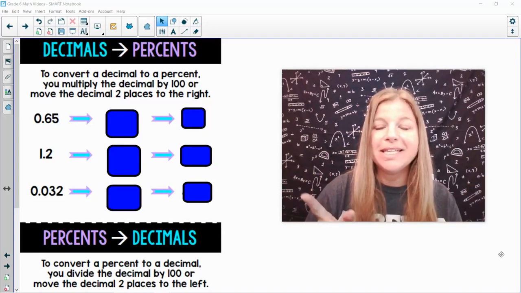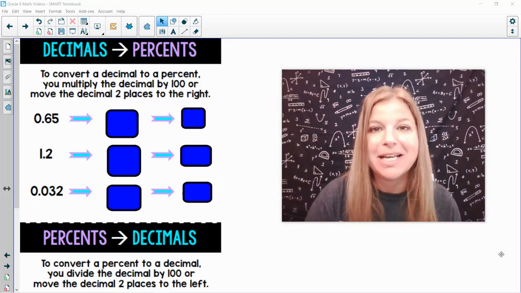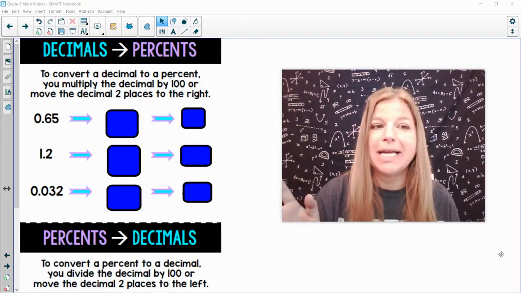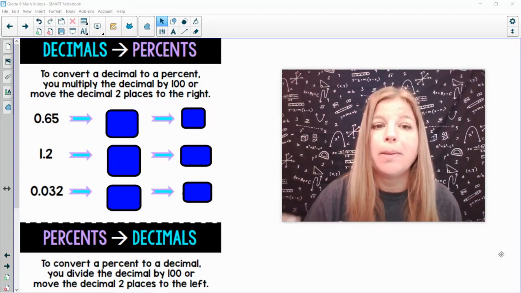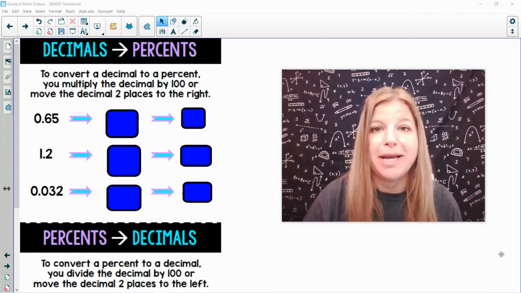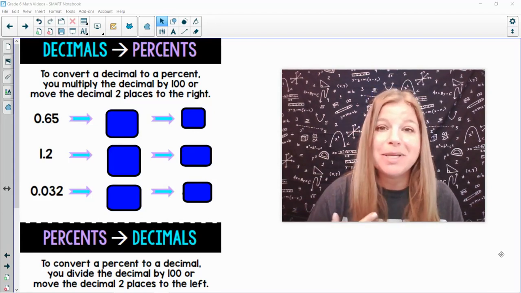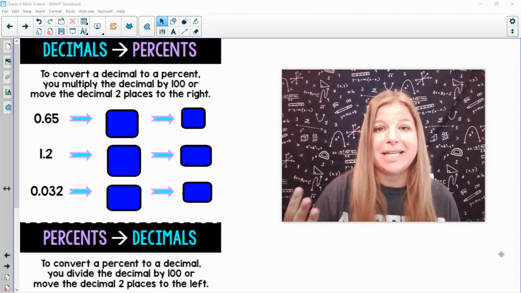Hey everyone, in this lesson we're converting decimals to percents and then percents back to decimals. First step, decimals to percents. It says to convert a decimal to a percent, you multiply the decimal by 100 or move the decimal two places to the right. So you can grab a calculator and do this along with me, or you can just simply move the decimal. Either one is going to help you.